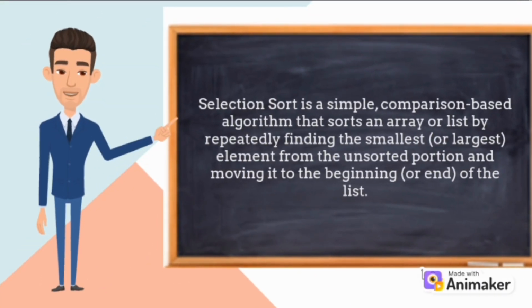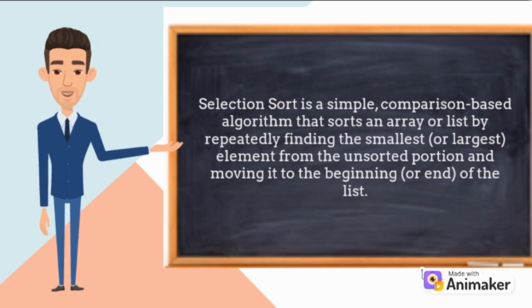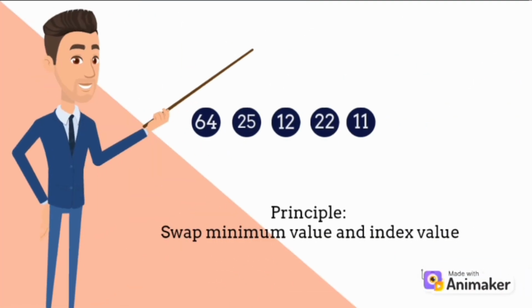Selection sort is a simple comparison-based algorithm that sorts an array or list by repeatedly finding the smallest element from the unsorted portion and moving it to the beginning of the list.